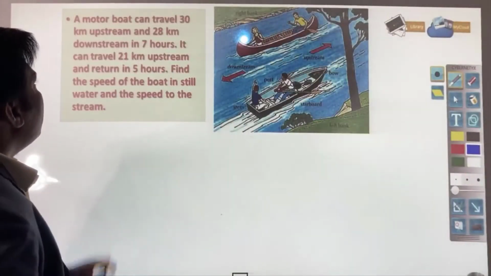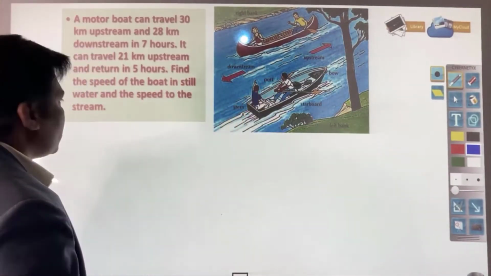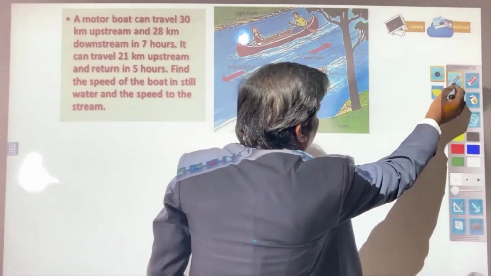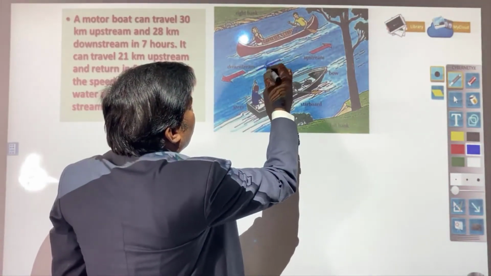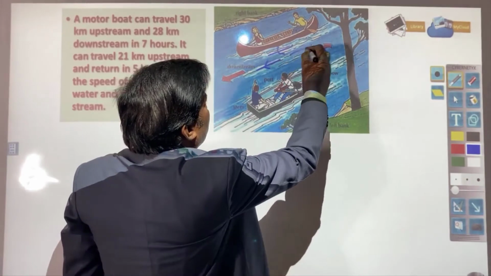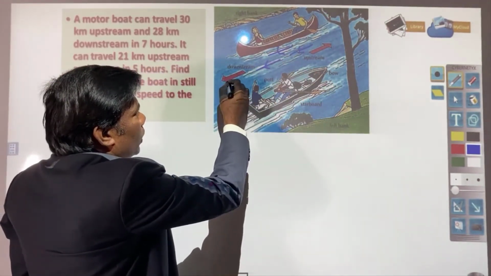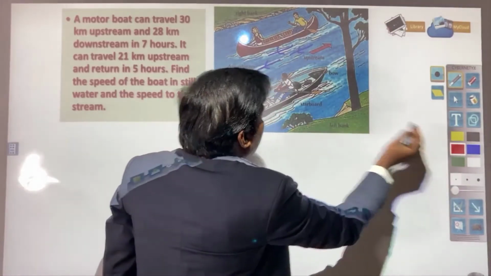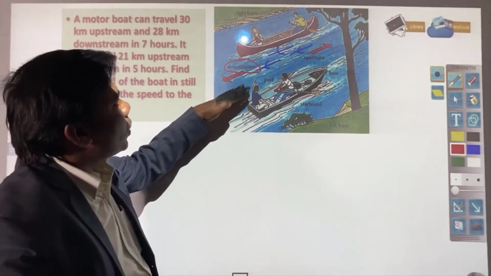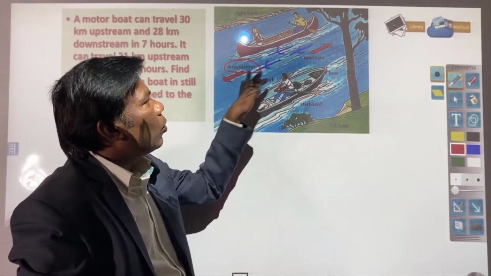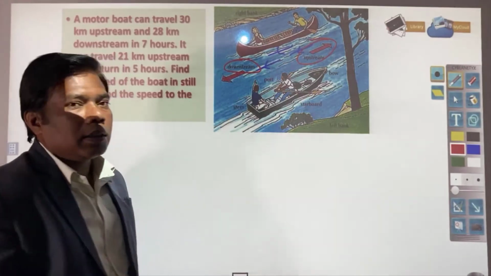Here we will see the question that has been given. This is your upstream and downstream. So here again I am explaining. Suppose the flow of water is in this way. This will be called downstream, and just opposite to the direction of flow of water will be called upstream. So I hope you understand this.